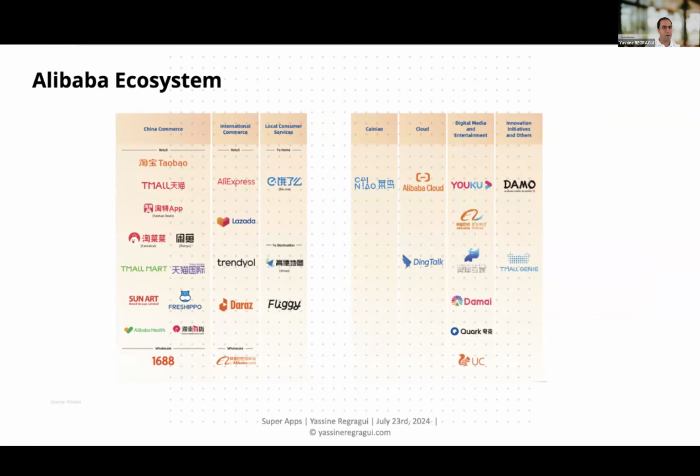So you have e-commerce, you have customer services, you have logistics, you have cloud, media, etc. And everything is available in one single platform, on top of having different platforms as well.